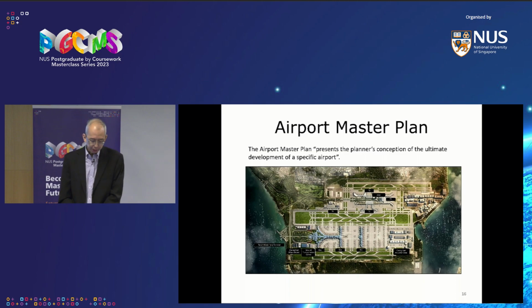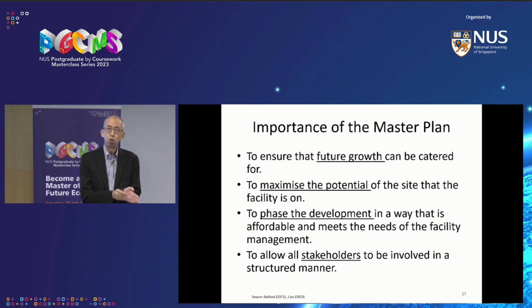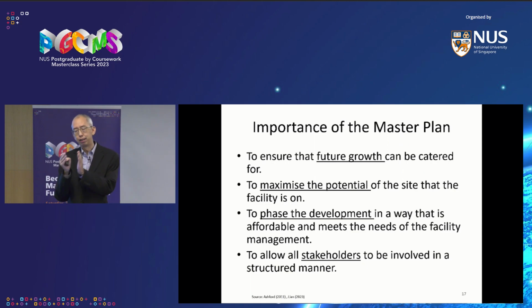So the Airport Master Plan presents the planner's conception of the ultimate development of a specific airport. So why do we do master planning? We want to make sure that future growth can be catered for. We want to maximize the potential of the site. We need to do phasing, like what are we going to build immediately, what do we need right now, what are we going to build in the 5-year mark, the 10-year mark, and the 20-year mark. Because the airport, the pieces that we talked about earlier on, the runways, the taxiways, the terminals, the support facilities, they all need to be placed in the most optimal position.